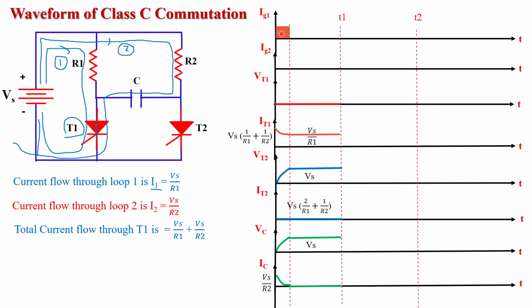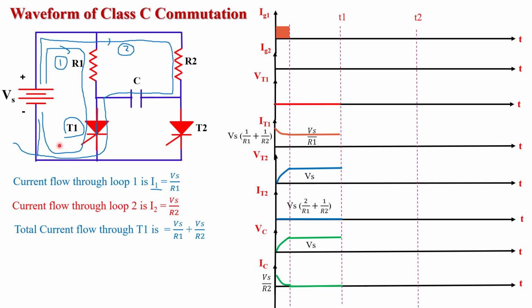First we apply the gate triggering pulse to thyristor T1. T1 gets turned on. When T1 is turned on, the voltage across T1 is 0, because we know that when a device is turned on, there is no voltage drop across the device. So Vt1 is 0 obviously. Now what about It1? Initially when T1 is turned on, the current flowing through T1 is Vs by R1 plus Vs by R2. We take Vs common, so Vs times 1 upon R1 plus 1 upon R2. This is the initial current flowing through the T1 thyristor.